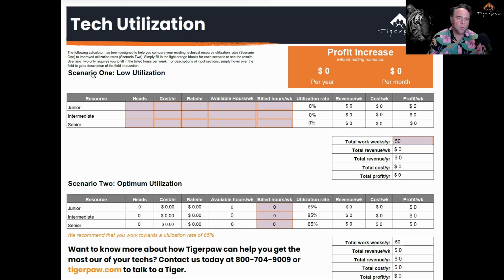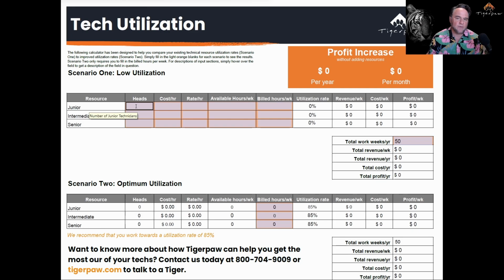And in scenario one, you can see what your typical utilization might look like today, which is probably lower than it should be. And when we look at the different resources you have, we have it split into junior technical resources, intermediate resources, and also your senior technicians. What we can then do is fill in the section here for the number of heads that you have for each section. And it's important that these are variable so that you can fill in your real numbers to see what that looks like. What I'm going to do is start to fill these in now.